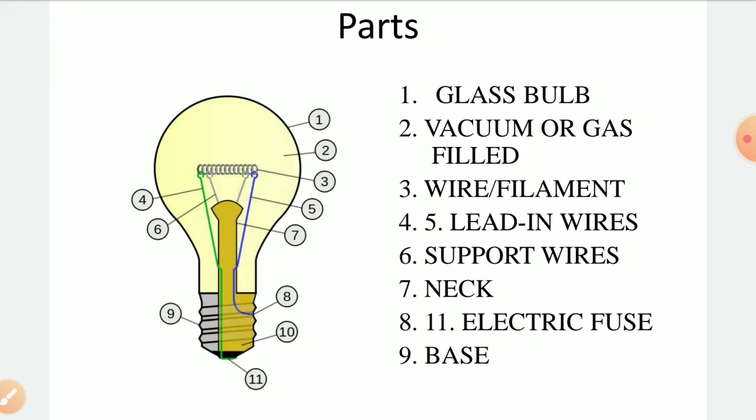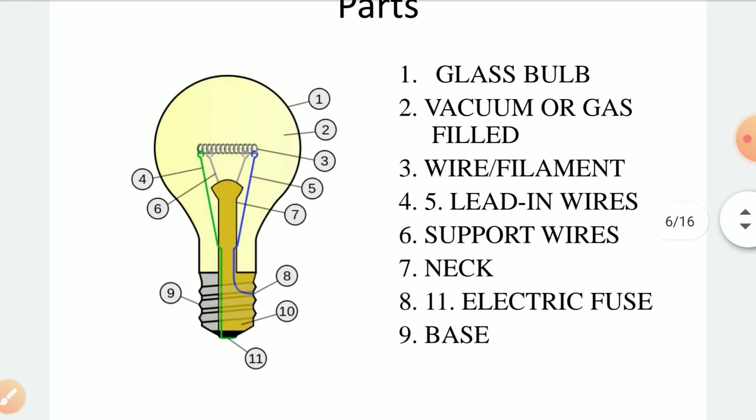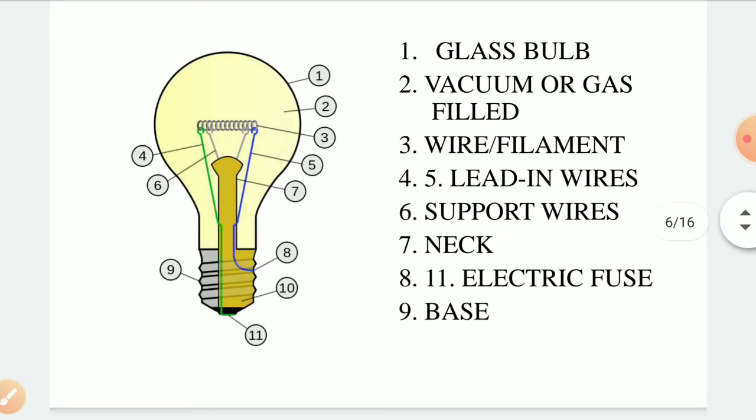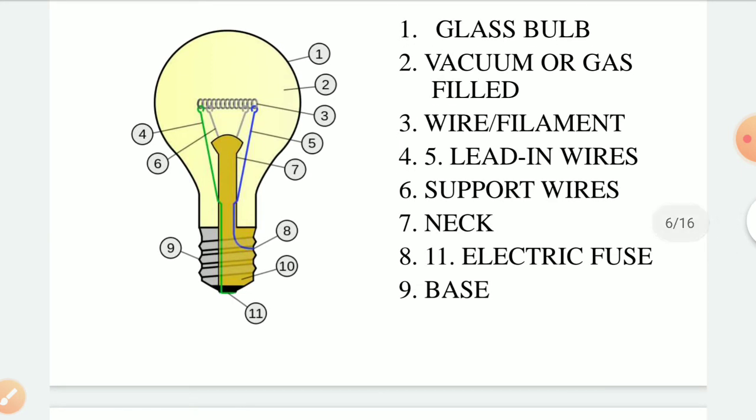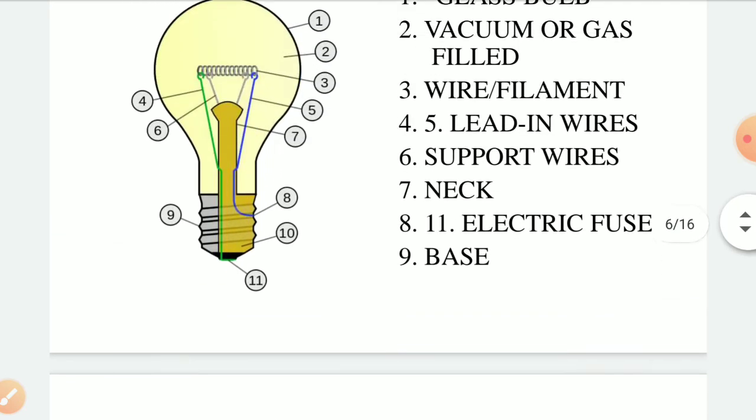The wire is a tungsten filament, and the fifth one is the lead-in wire, which gives the supply to that particular filament. Sixth is the support wire to that filament, and seven is the neck. Eight and eleven are the electric fuse connections. Then nine is the base, and ten is the outer layer to hold that particular glass. Okay, these are some of the parts of this lamp.